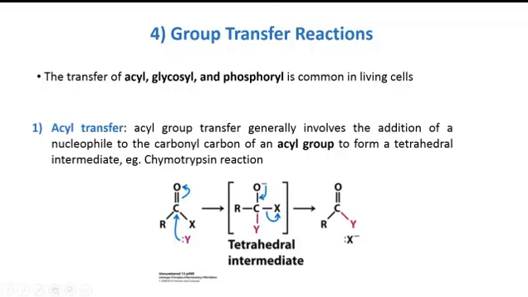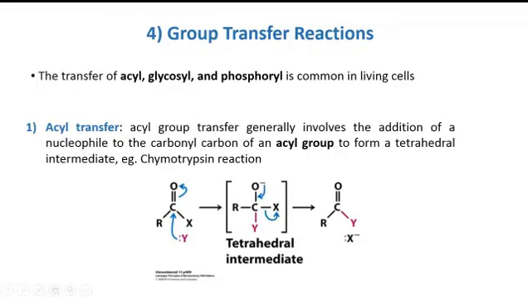In living cells, the transfer of acyl, glycosyl and phosphoryl groups is very common. For example, if we talk about acyl transfer, a nucleophile is added to the carbonyl carbon of the acyl group. As we can see here, the nucleophile is attacking the carbonyl carbon of acyl group, and this forms a tetrahedral intermediate. We can take the example of chymotrypsin reaction. Chymotrypsin is an enzyme which is proteolytic in nature and is secreted by pancreas. It breaks down the proteins in small intestine.